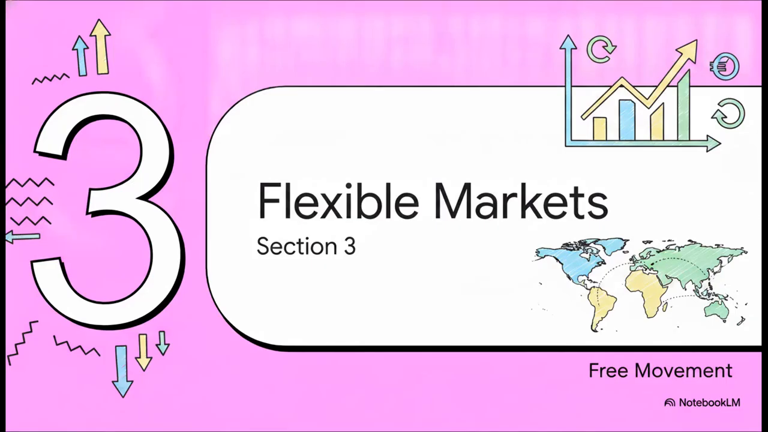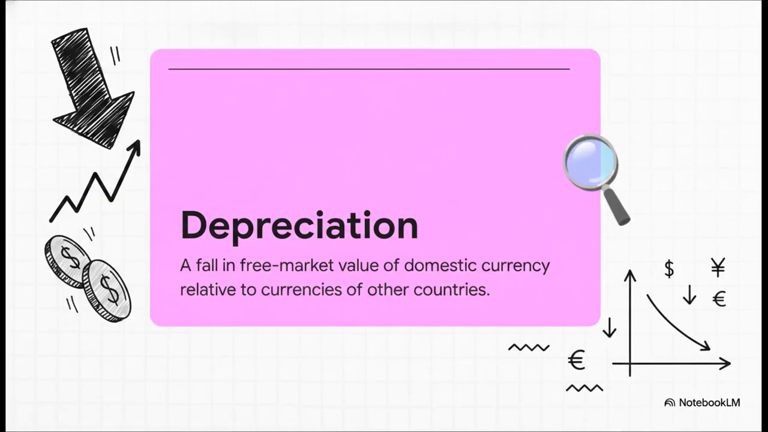Moving on to Section 3, flexible markets and free movement. Let's look at our first pair of terms. These strictly belong to that flexible system where values fluctuate freely, with no official intervention involved. First up is depreciation. According to our source, this refers to a fall in the free market value of domestic currency relative to the currencies of other countries. The most important words in that definition are free market value. When purely organic market forces cause a drop, we have to use this precise term, depreciation.